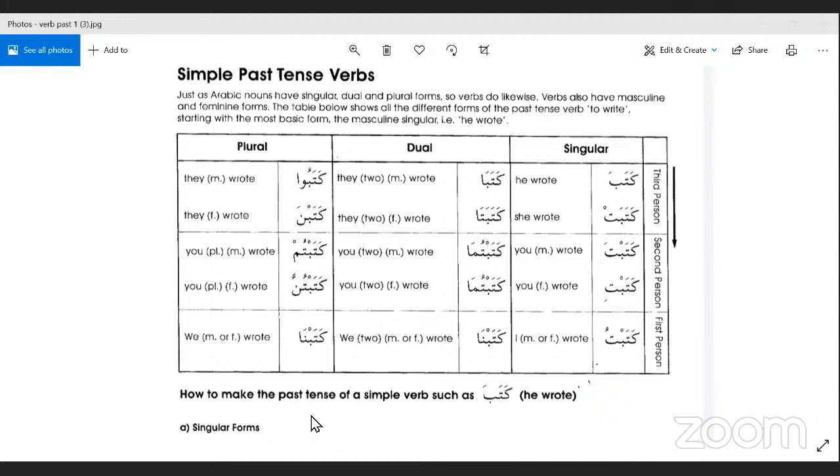For masculine, alimta, you knew. Alimtuma, you both knew. Alimtum, you all knew. For feminine, alimti, you knew. Alimtuma, you both knew. Alimtunna, you all knew. Alimtu, I knew. Alimna, we all knew. Excellent.